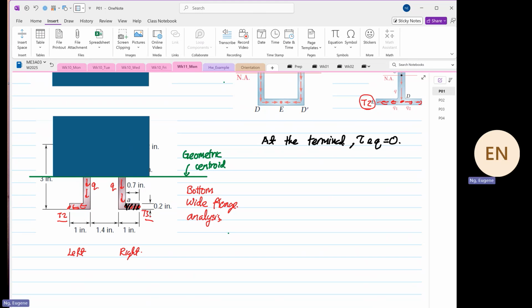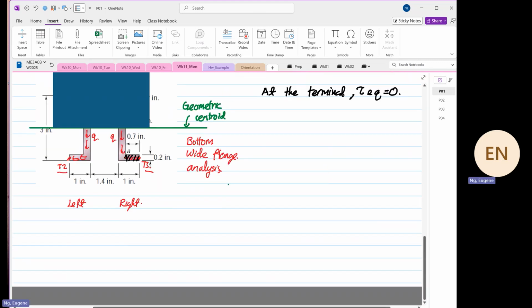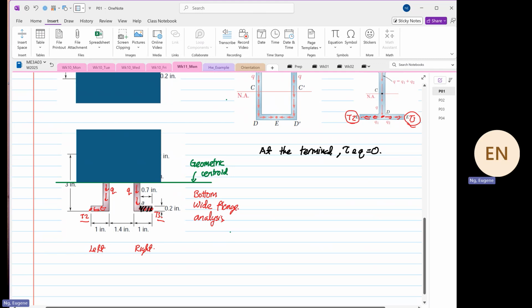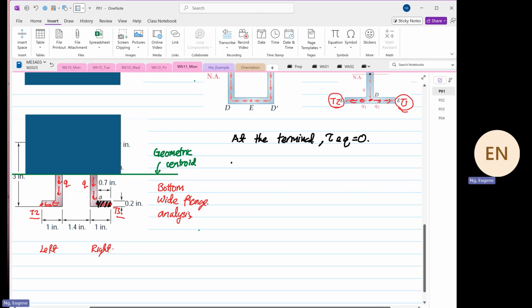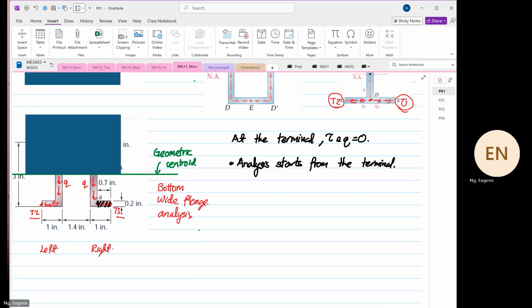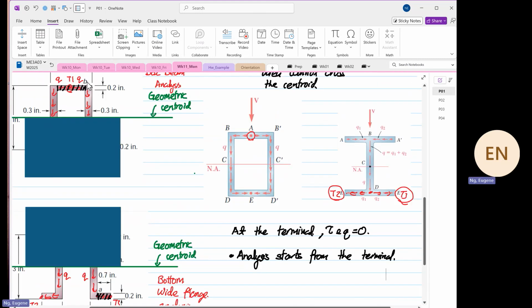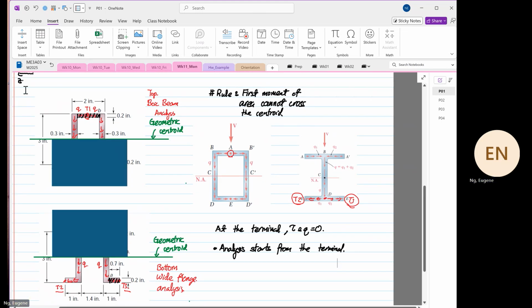This is a simple analysis. Okay. From here, we are going to focus at the top. I'm going to write down here an important thing: the analysis starts from the what? Terminal. Okay. So now we are going to do the top part. I'm going to copy the whole thing.